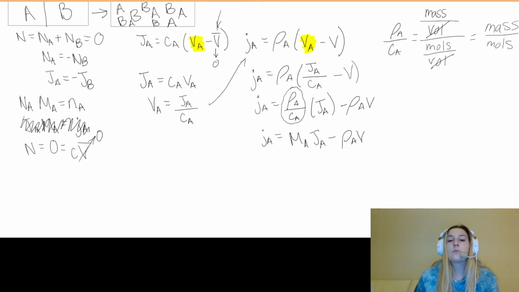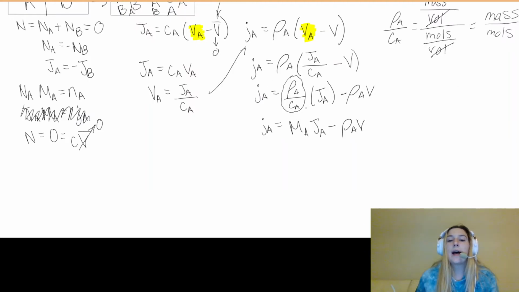So right now we still have this velocity term. So we want to look at the equation for that and see if we can simplify it further and get to the mass fraction and just the molecular weights of the gases.